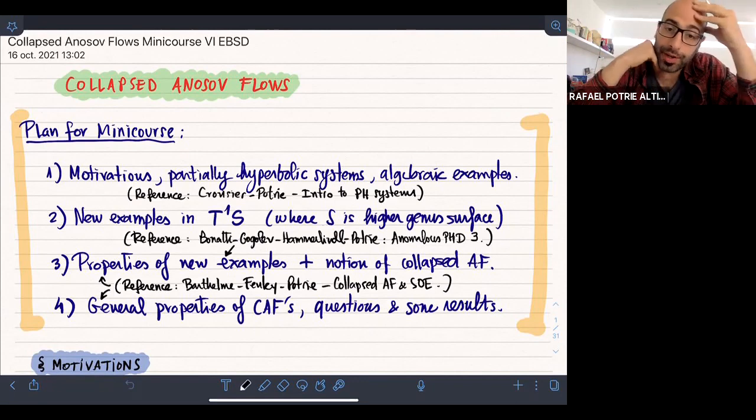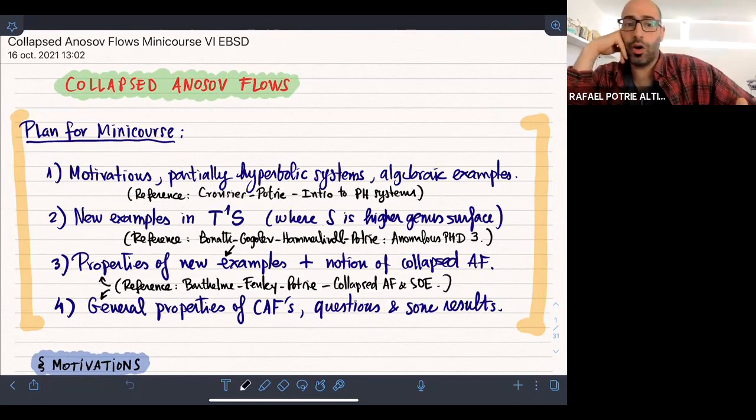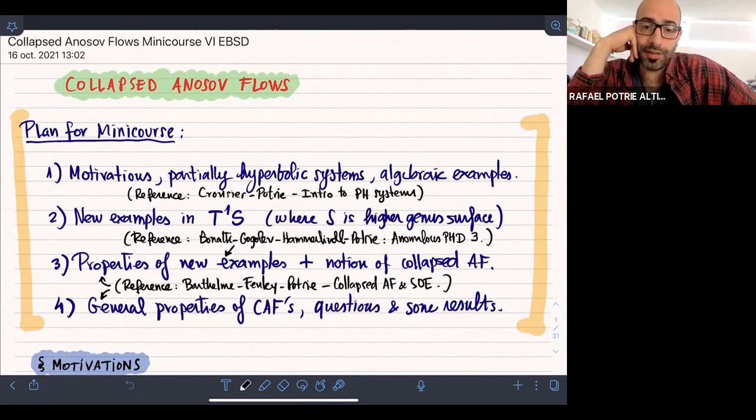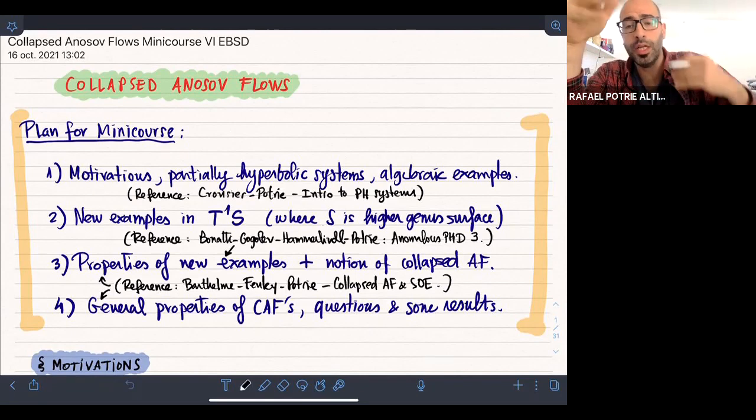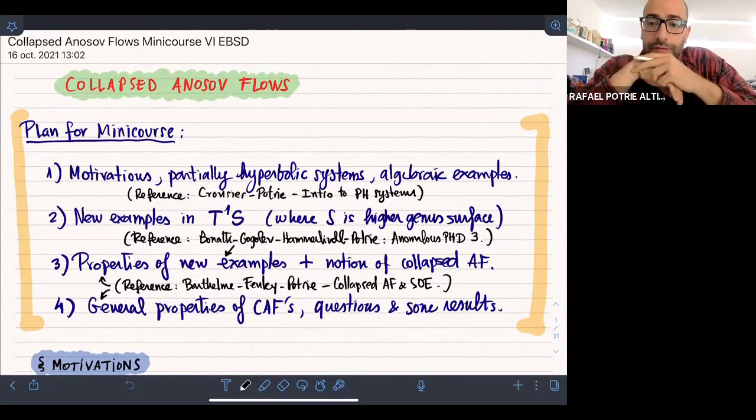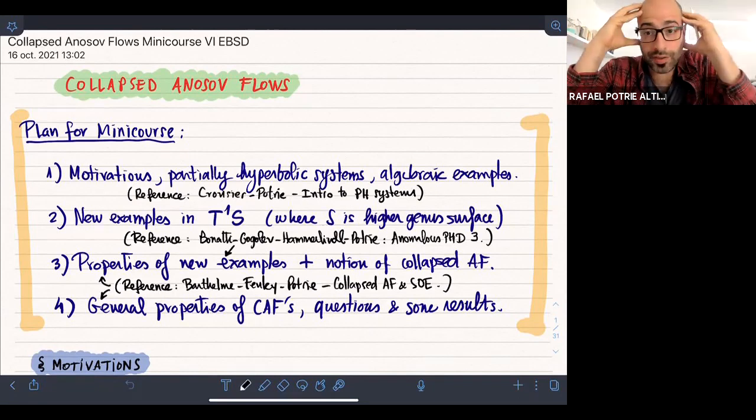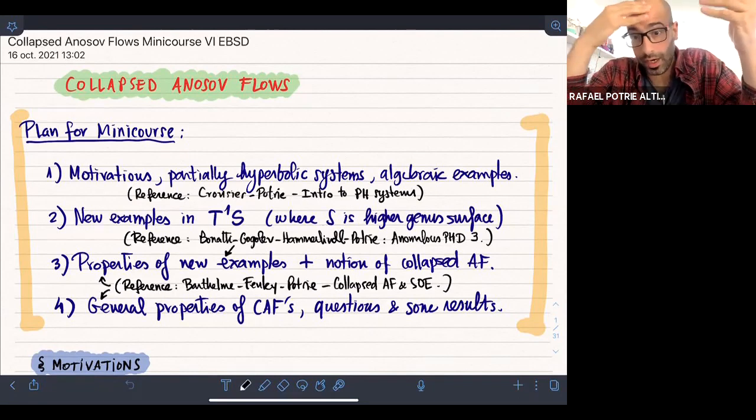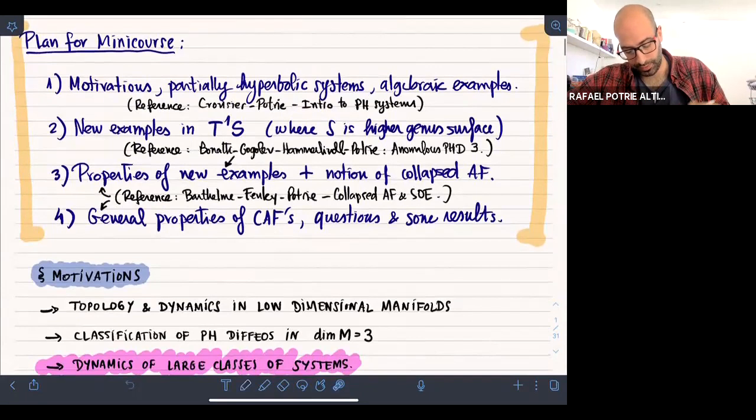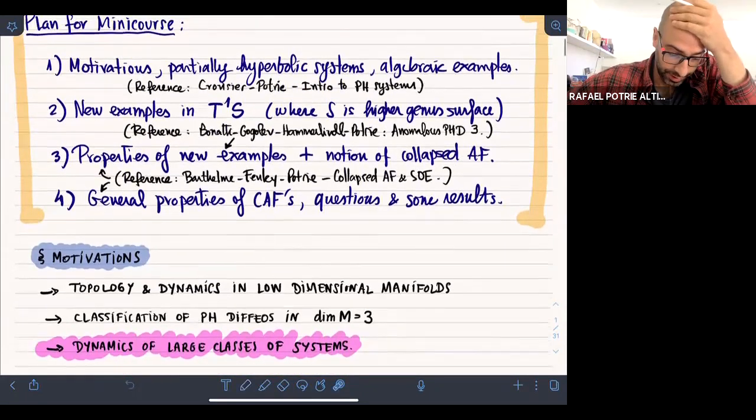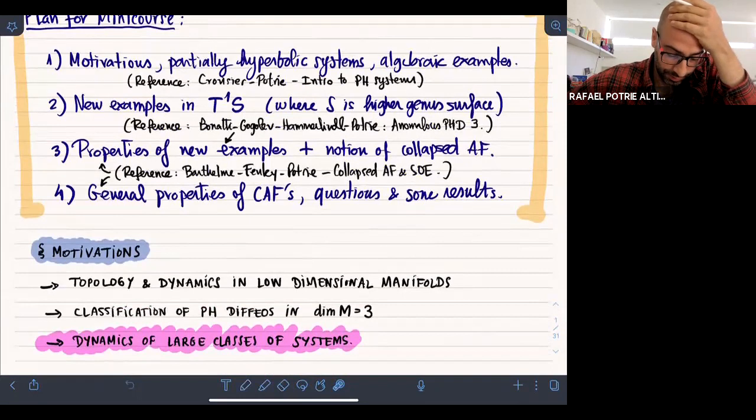and I think that the same kind of ideas will also appear later. And then the goal I have is to discuss some more recent examples of partially hyperbolic systems in a very specific setting, and try to describe some of their properties that motivate the introduction of the class that we call the collapsed Anosov flows. And finally, to discuss a little bit about their properties and how to use them.